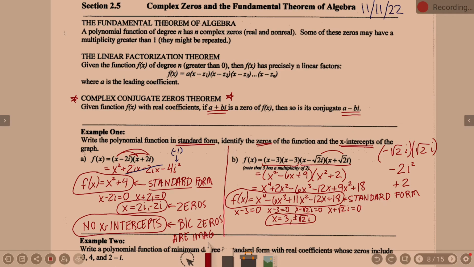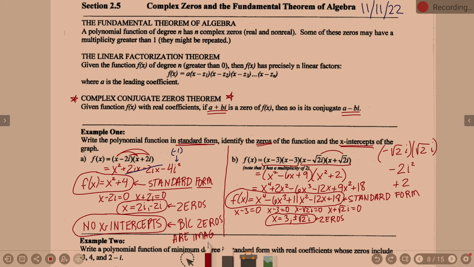Now, because it has a multiplicity of 2, because it's x minus 3 quantity squared, what that means is if we graph the standard form, my graph is just going to touch. It's not going to actually cross through. It's going to touch like the bottom or top of a parabola. There's going to be a min or a max at that point. Okay. Those are my zeros. Sorry, this is really sloppy. Hopefully you guys are keeping up.